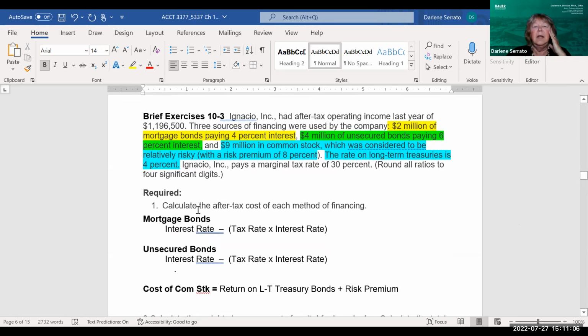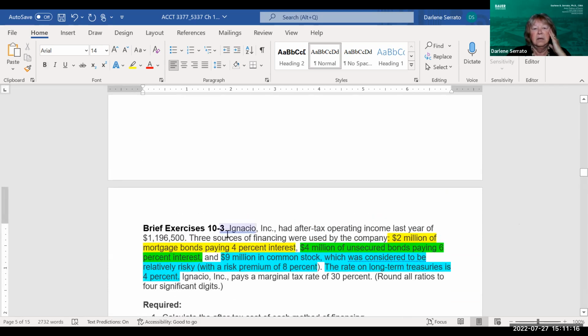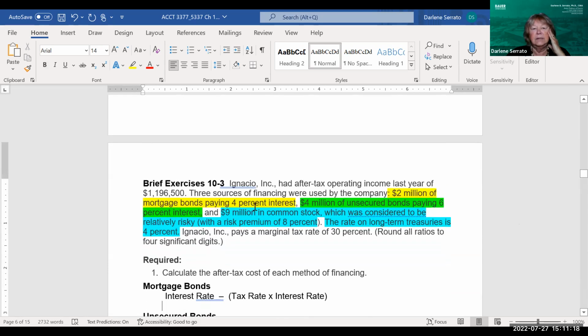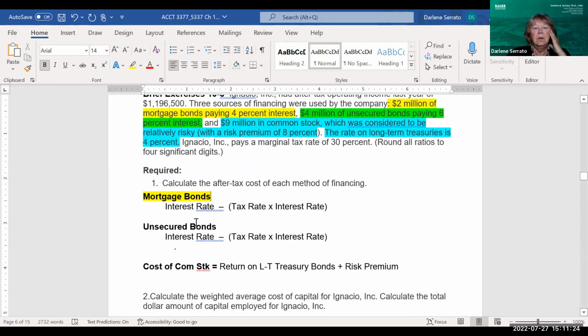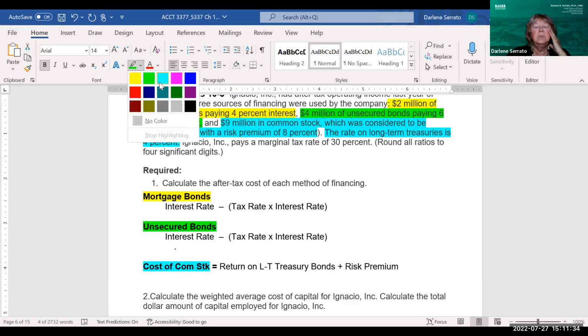We want to calculate the after-tax cost of each method of financing. So for mortgage bonds, the interest rate, this is in yellow. So mortgage bonds are in yellow. Unsecured bonds information is in green. And cost of common stock is in blue.